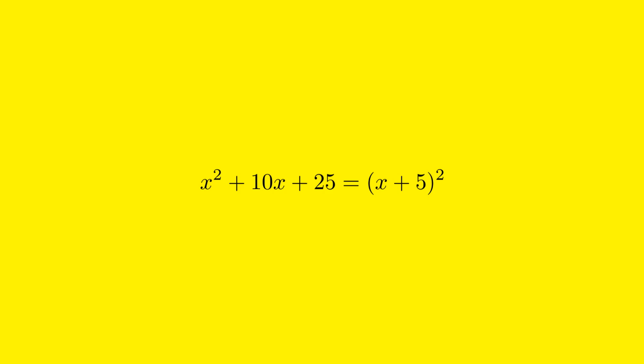Since we have expressed the quadratic equation in its simplified and factored form, this concludes the factorization process. The final step shows that the expression x squared plus 10x plus 25 factors to (x plus 5) all squared.